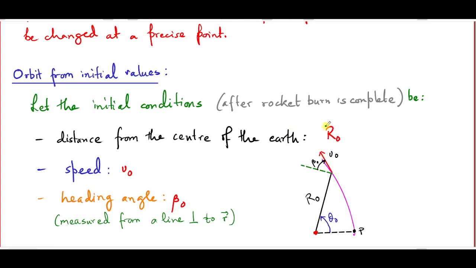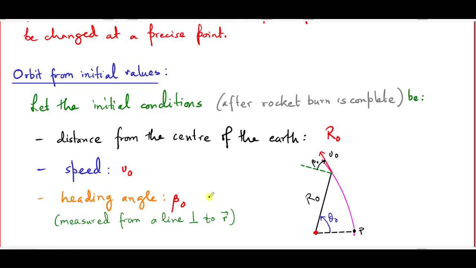Our task right now is, given these three measured quantities, capital R0, V0 and beta 0, distance, speed and heading angle respectively, determining the subsequent orbit of the satellite. Assuming, of course, that the satellite from that point on moves only under the action of the inverse square gravitational force of the Earth.